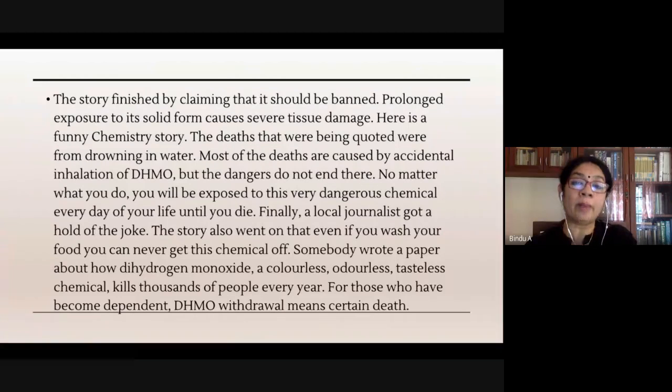The deaths that were being quoted, again, indicates that something has been quoted. The deaths, again, refers to deaths that have already been mentioned. Most of the deaths, again, indicating that it can't be the first sentence. Most of the deaths are caused by accidental inhalation of DHMO, but the dangers do not end there, indicating that there are more things that can be mentioned after that. Underline do not end there, and underline DHMO as well.